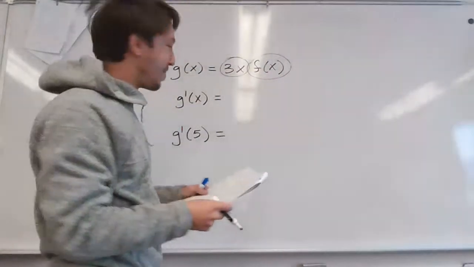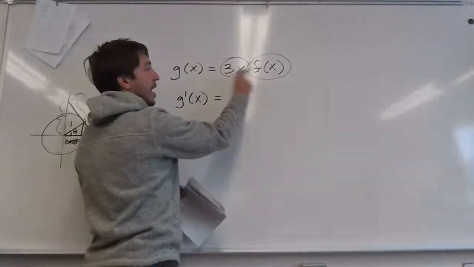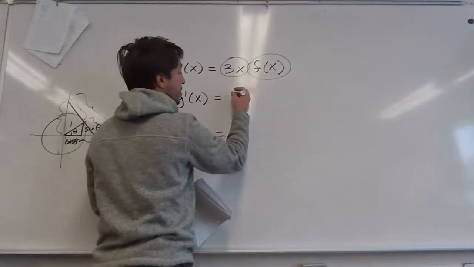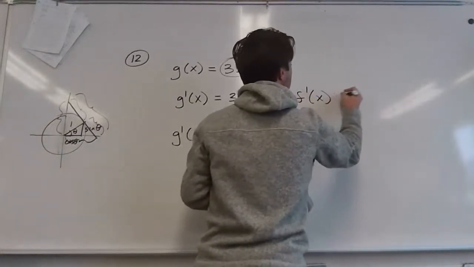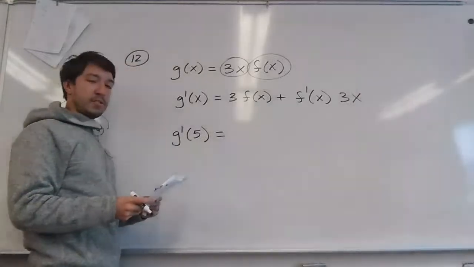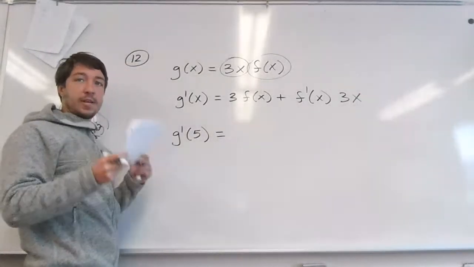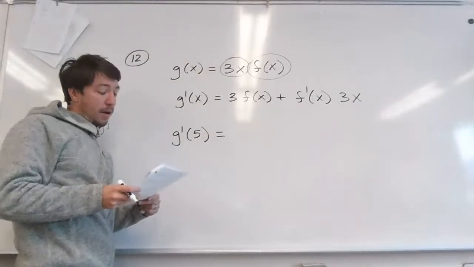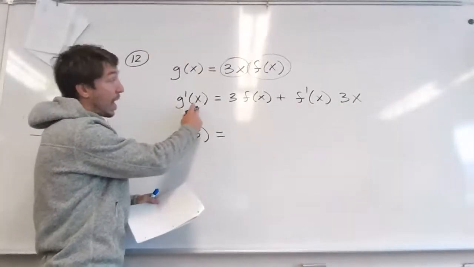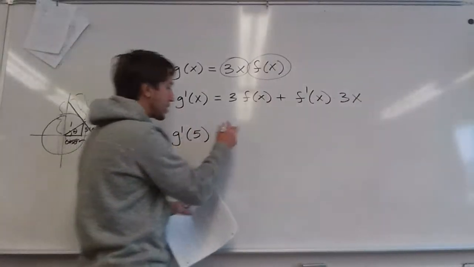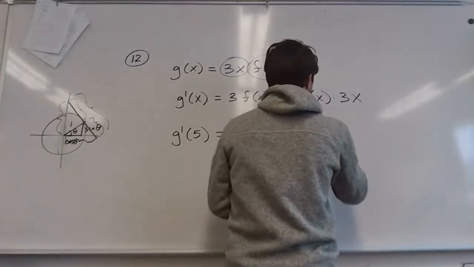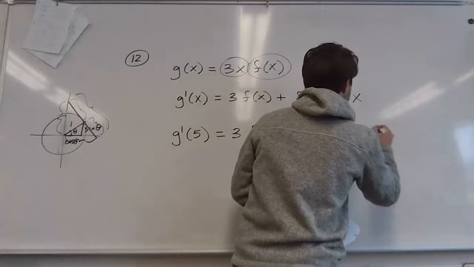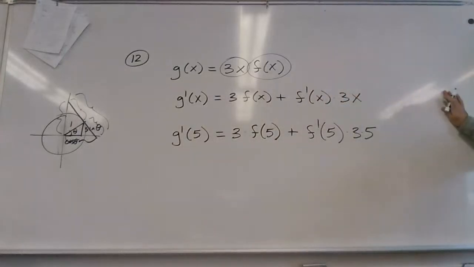Right, Aspen? Okay, g prime of x. So I've got thing times thing. So a times b. The derivative is a prime b plus b prime a. Does everyone understand that? Are we sure that makes sense? That's the product rule in action. Okay, that's g prime of x. What's g prime of 5? So it'd be 3 times f of 5 plus f prime of 5 times 3 times 5. So all I did there was just replace every x with a 5. That hopefully makes sense.